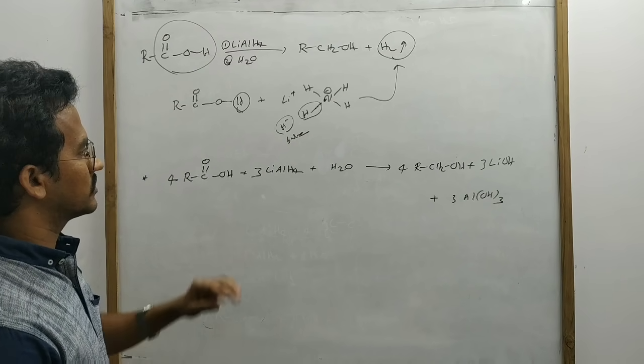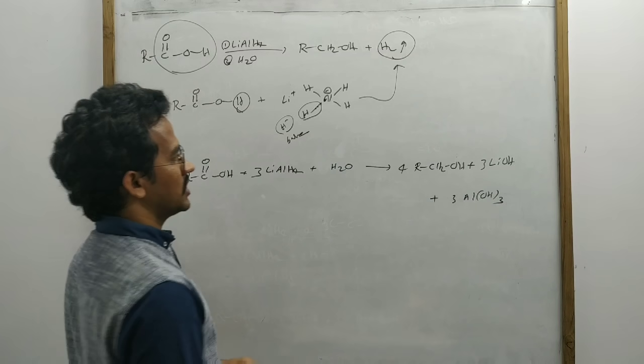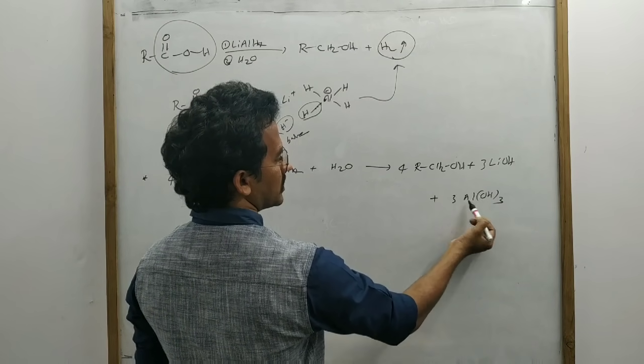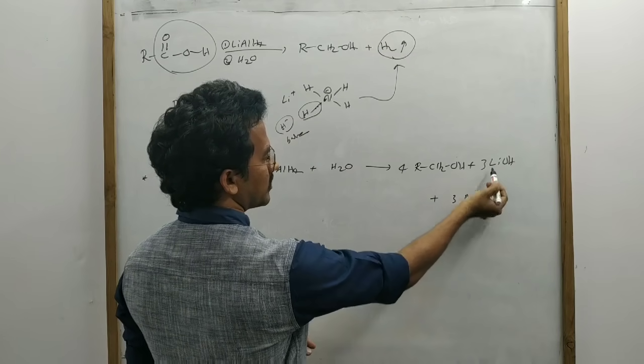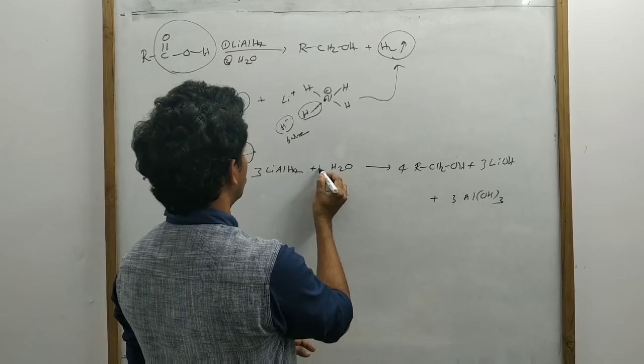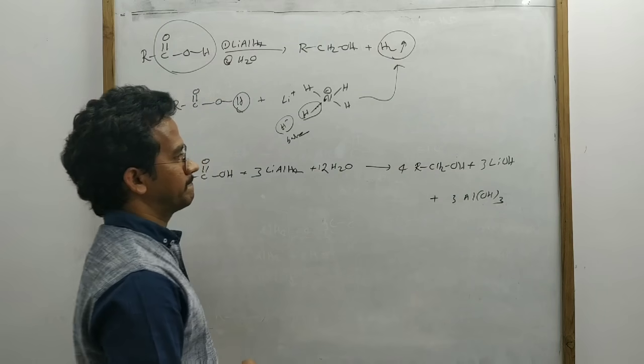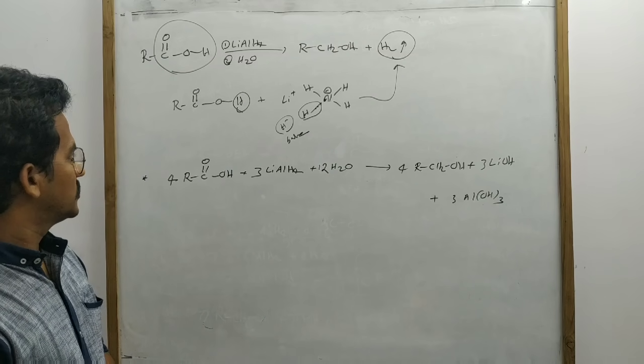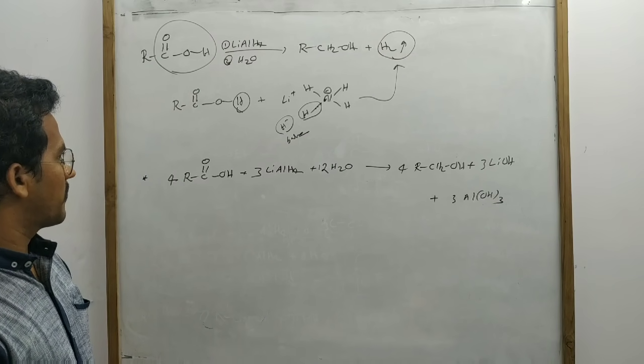So number of oxygens 4, therefore. So here 3 oxygens, here 3, 9 oxygens. So 9 plus 3, 12 oxygens. So here 12 H2. Okay. So number of hydrogens in this one.